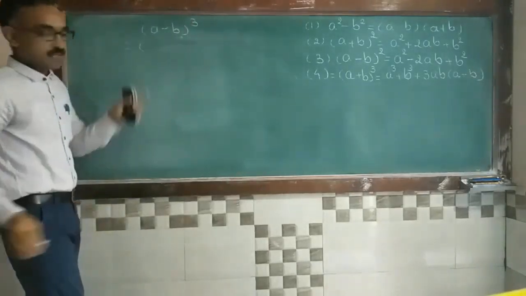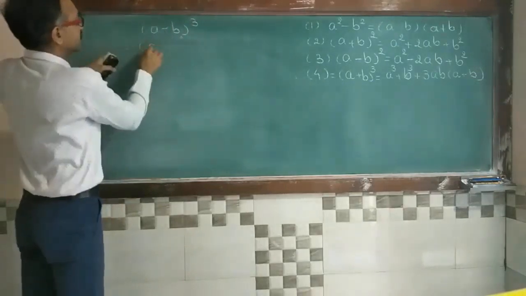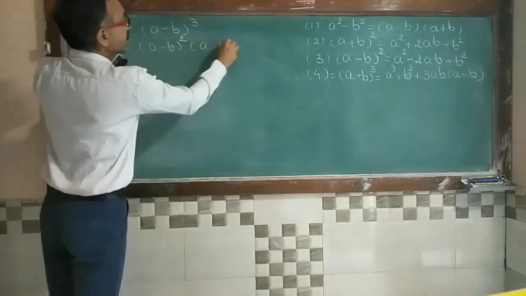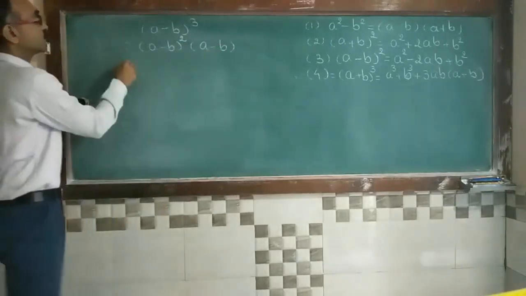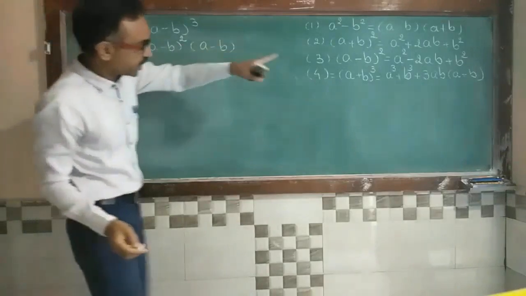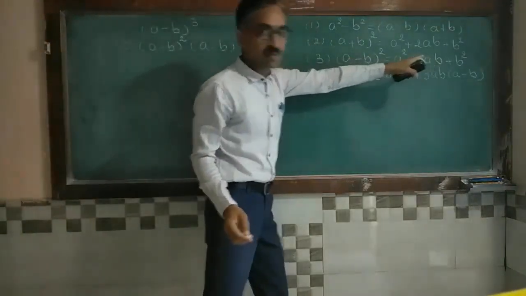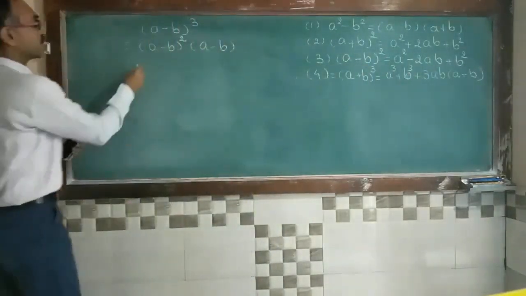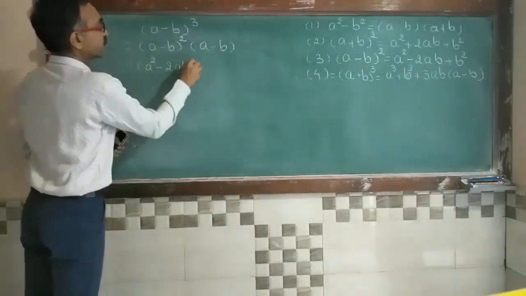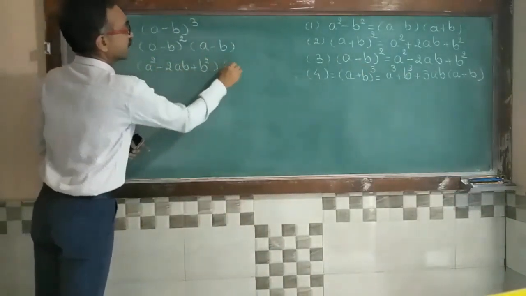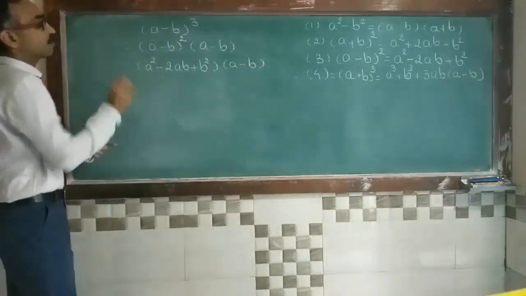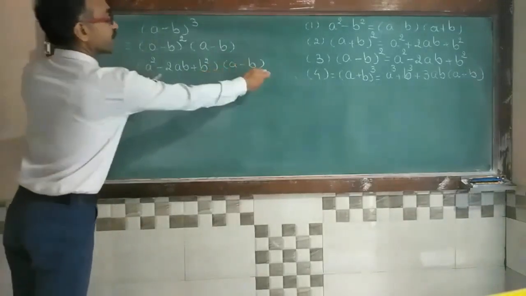Here, as we know that (a minus b) whole raised to cube means (a minus b) whole raised to square into (a minus b). We know that (a minus b) whole raised to square is a square minus 2ab plus b square. So see here, a square minus 2ab plus b square into (a minus b). Now multiply it. We have two brackets.